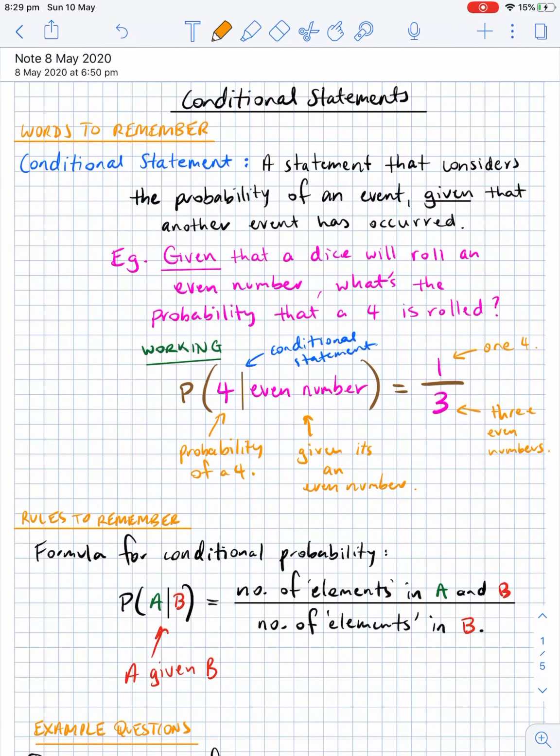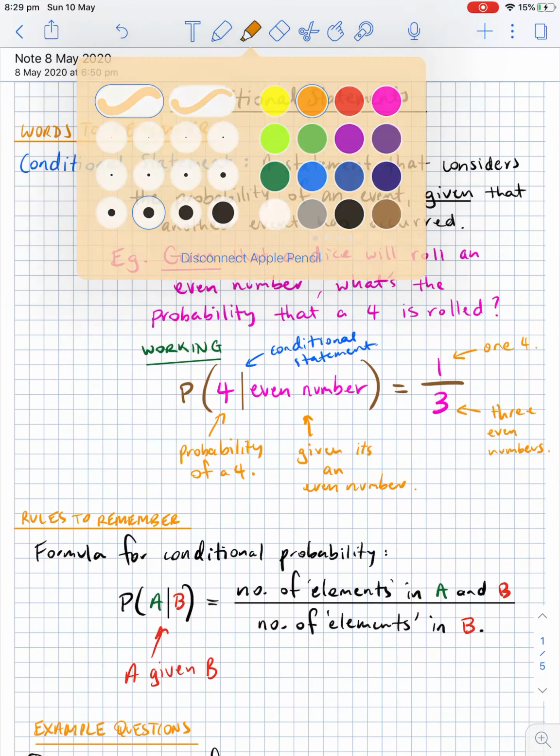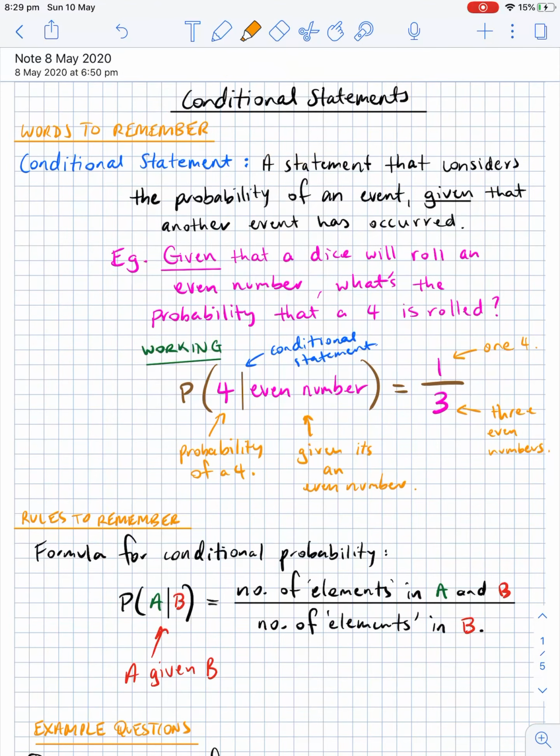Hi guys. So for today's lesson, we're going to be dealing with conditional statements. So what do I mean by a conditional statement? It's a statement that considers the probability of an event. So we're dealing with probabilities, but we're given that another event has occurred, that it definitely has occurred.